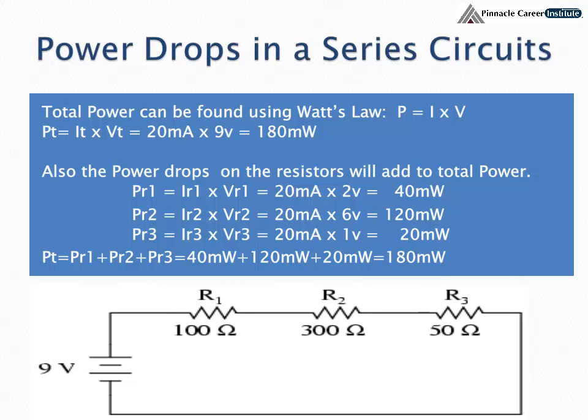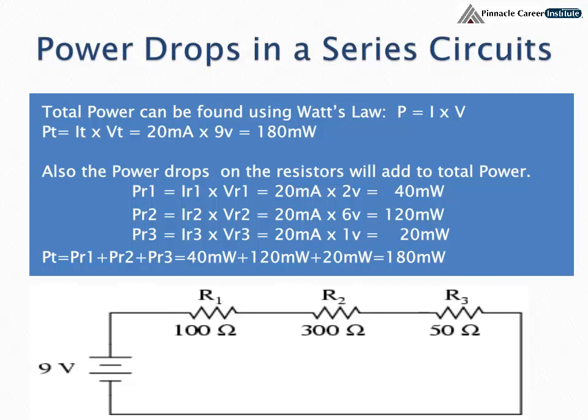Now I need to find the power drops on each resistor, and it's the same thing. Power equals current times voltage, IR1 times VR1, 20 milliamps times 2 volts gives me 40 milliwatts of power in resistor 1. The power drop in resistor 2 is IR2 times VR2, 20 milliamps times 6 volts, 120 milliwatts. Our power drop in R3, same equation, IR3 times VR3, 20 milliamps times 1 volt, gives us 20 milliwatts.